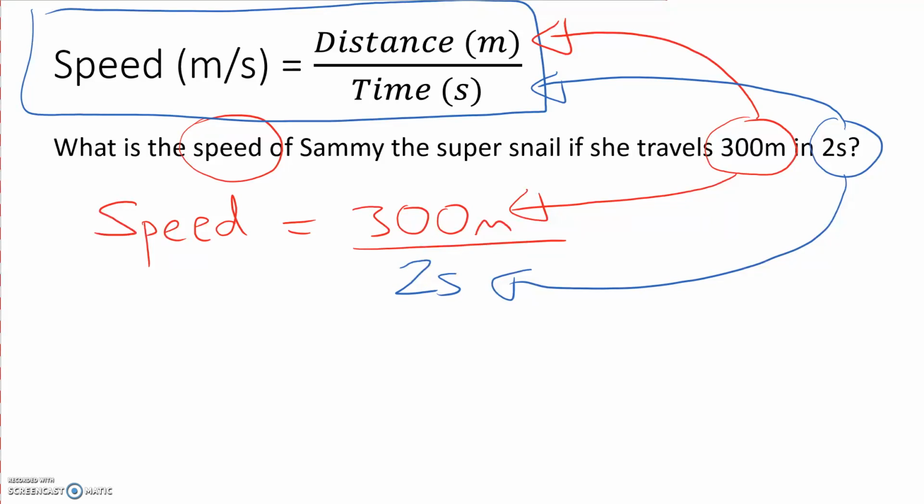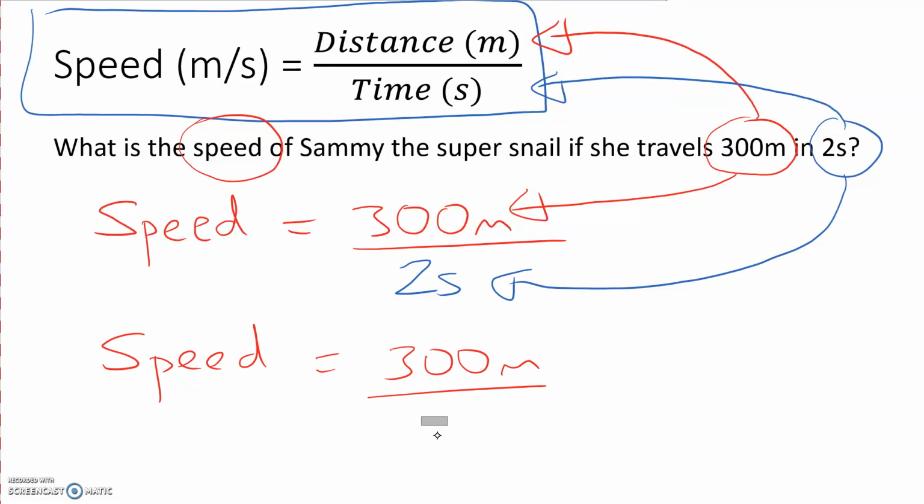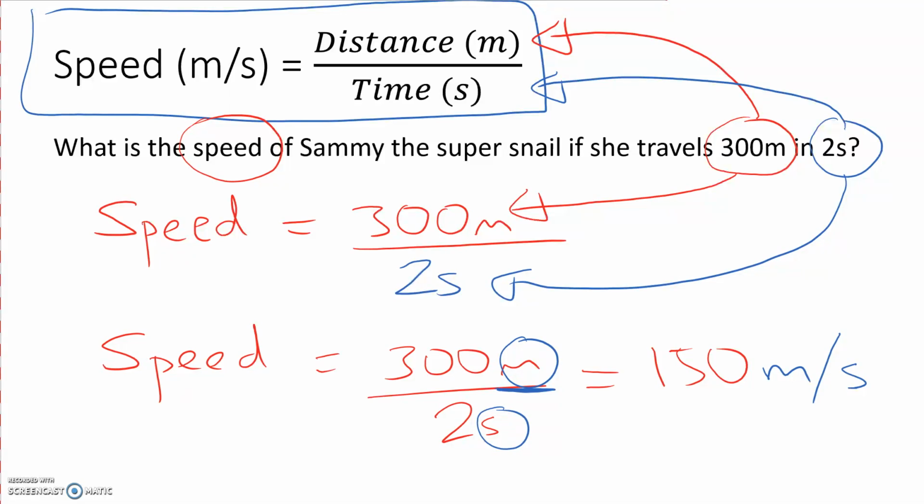Okay, so we can now calculate our answer, and we can say that the speed of Sammy the super snail is equal to 300 meters divided by 2 seconds. Well, 300 divided by 2, I make 150. But we've got to remember our units. And our units, again, it tells me in the equation, are meters divided by seconds. So we get 150 meters per second. So we found our answer. Sammy the super snail travels at 150 meters per second.